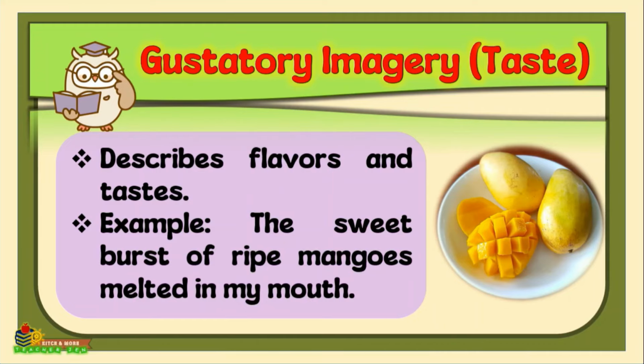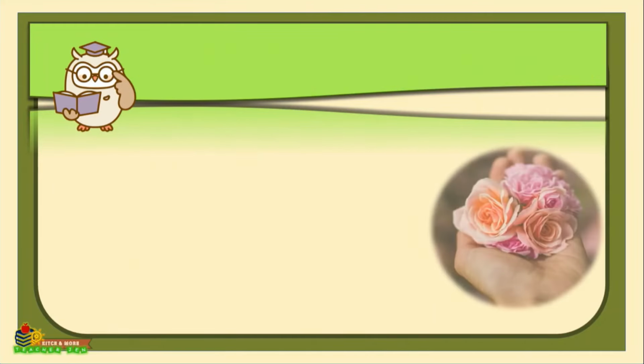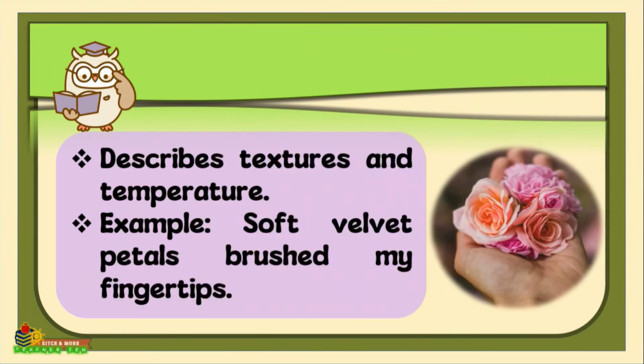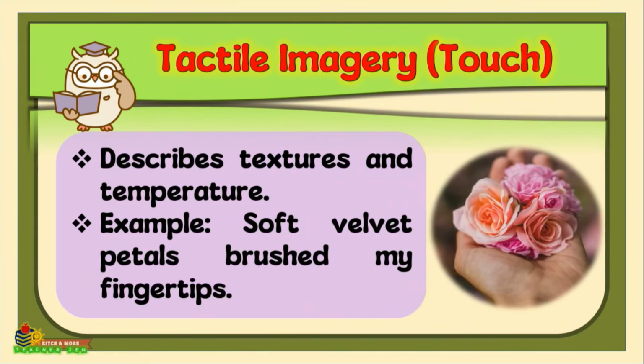Then let's have the tactile imagery or the sense of touch. It describes textures and temperature. For example, soft velvet petals brushed my fingertips. Tactile imagery lets us feel things. Think of how soft a teddy bear is or how rough sandpaper feels. Poets use this to make us feel the environment.